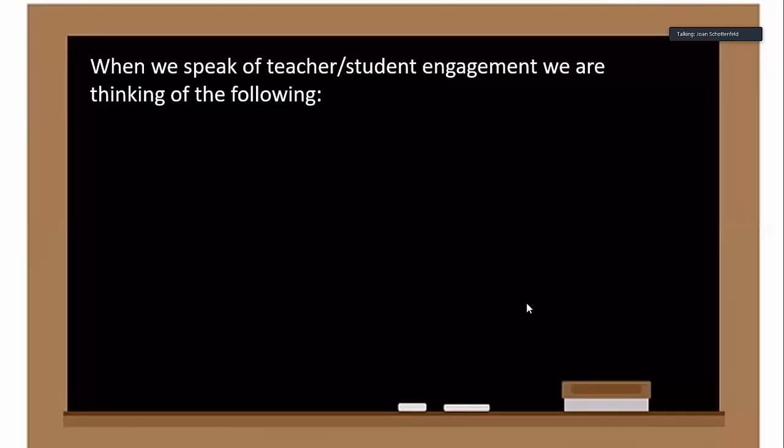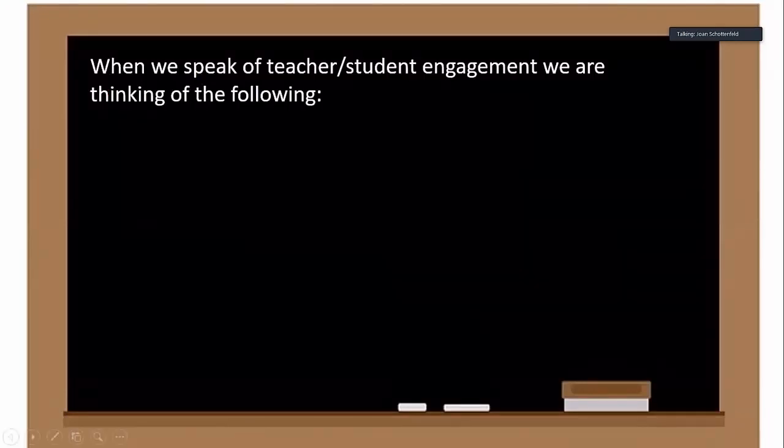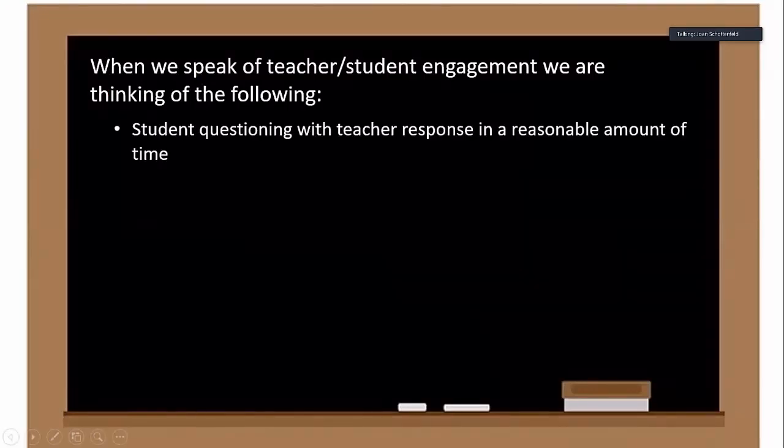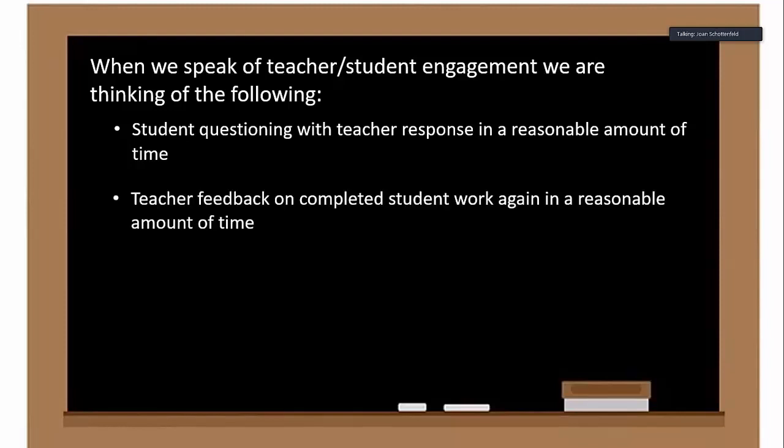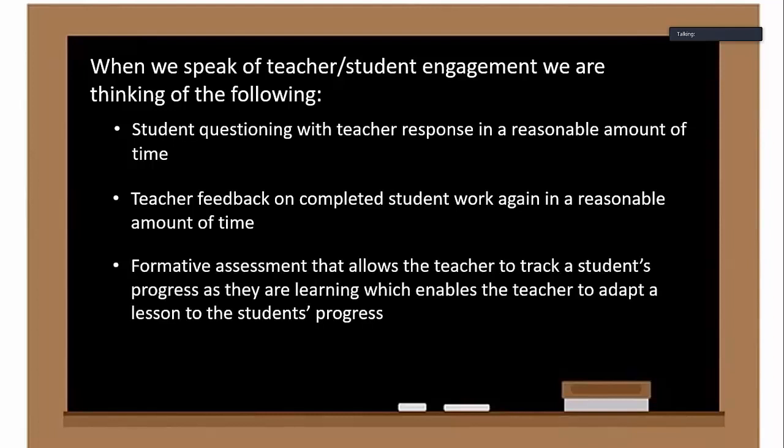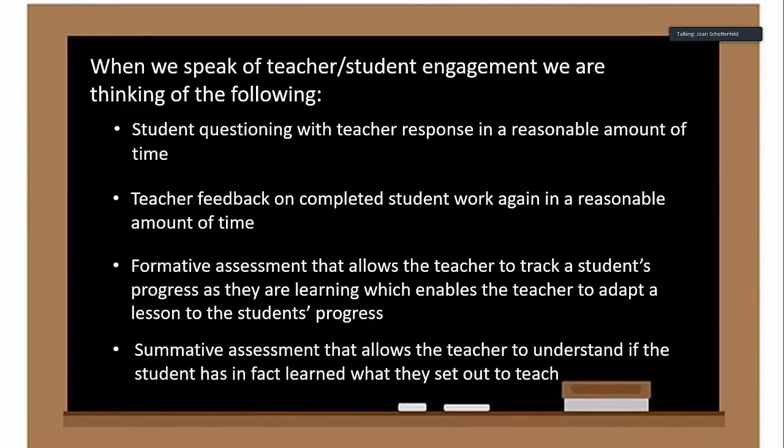When we speak of teacher-student engagement, we are thinking of the following: student questioning with teacher response in a reasonable amount of time, teacher feedback on completed student work, again in a reasonable amount of time, formative assessment that allows the teacher to track a student's progress as they are learning, which also enables the teacher to adapt a lesson to the student's progress. And finally, summative assessment that allows the teacher to understand if the student has in fact learned what they set out to teach.